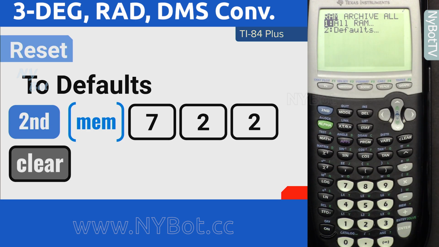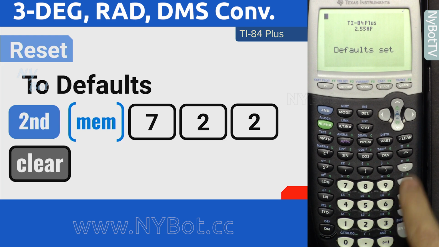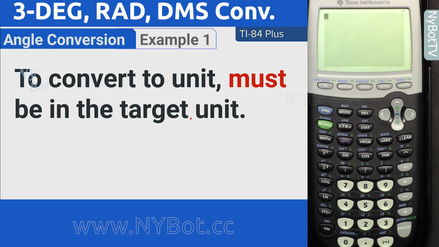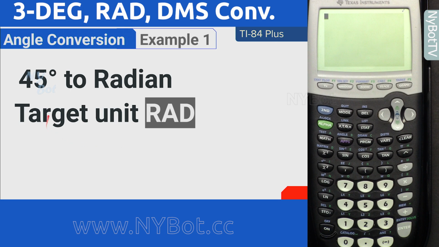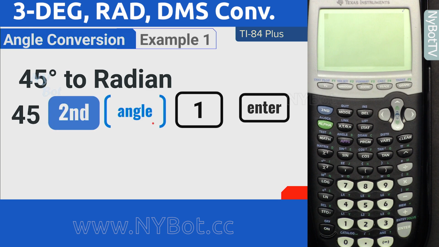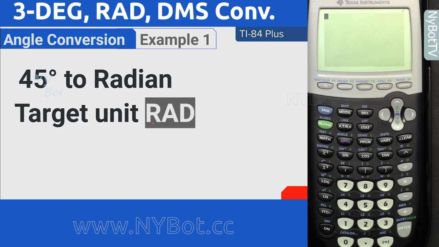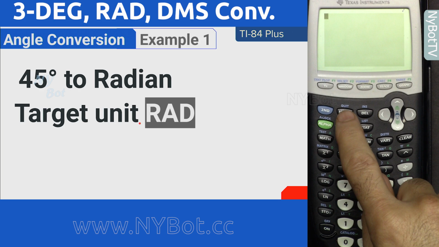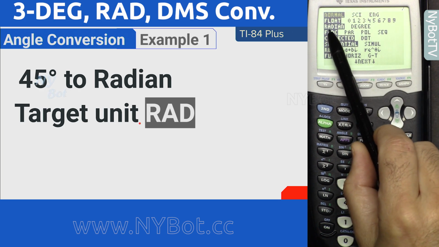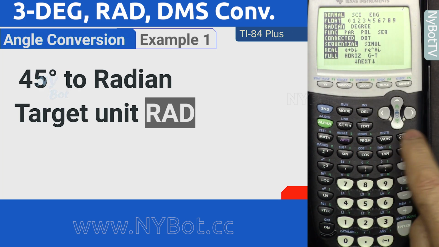I'm clearing to defaults, 2 and then 2 and then clear. When you want to convert a unit to the other unit, the calculator must be in the target unit setting. Let's say you want to convert 45 degrees to radian. The target is radian. Let's press mode and see. Radian, degrees. So radian is highlighted, clear.